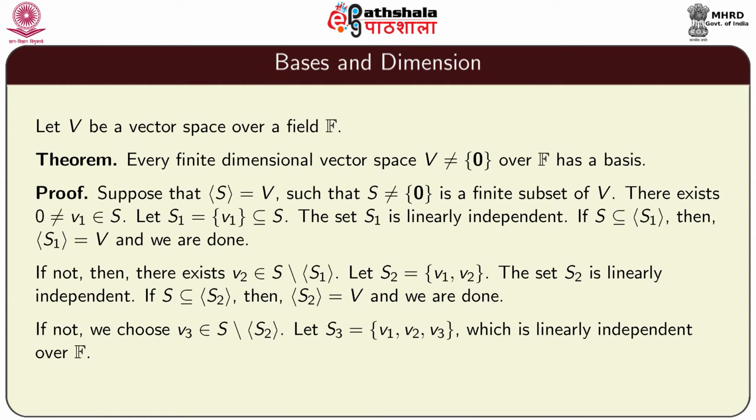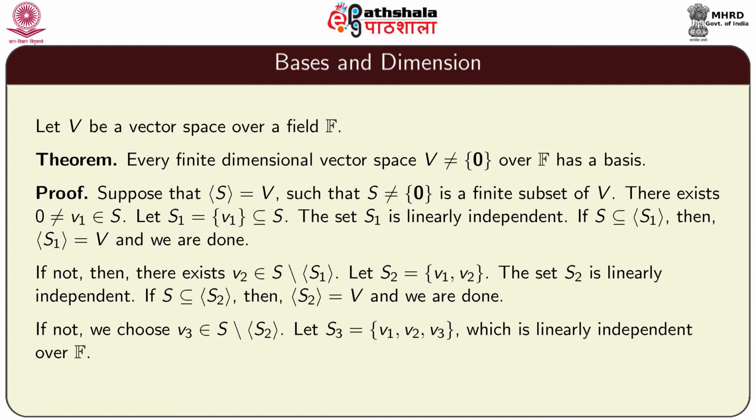Now we prove that if V is non-trivial, that means V has at least one vector other than the 0 vector, and if it is finite dimensional, that means it has a finite spanning set, then V has a basis. Let us recall, a basis is a spanning set which is linearly independent. Because of finite dimensionality of the vector space V, we already have a finite spanning set. Let us call this set S.